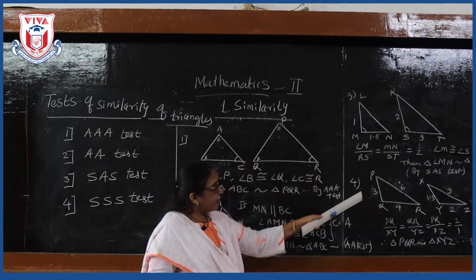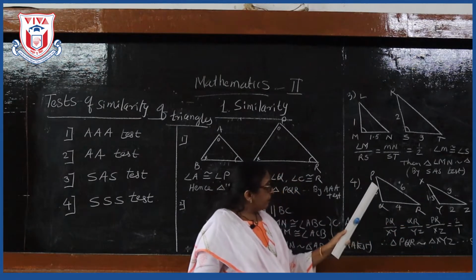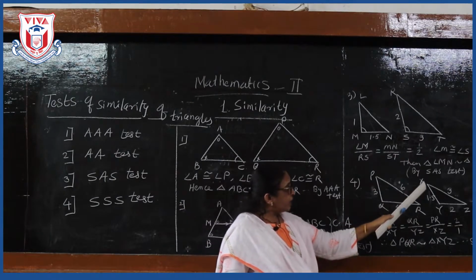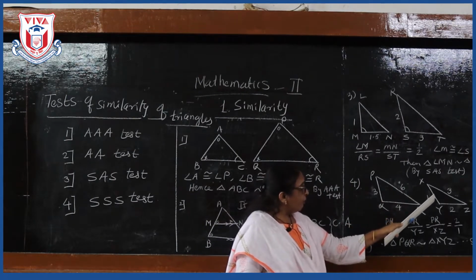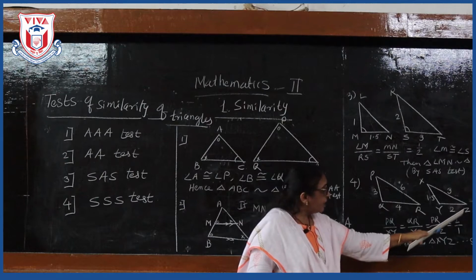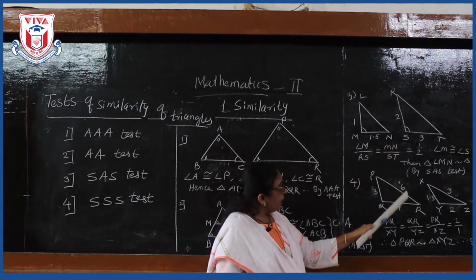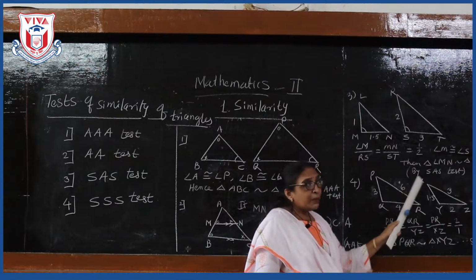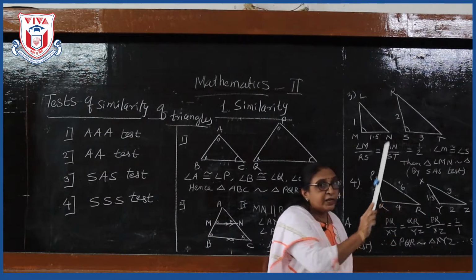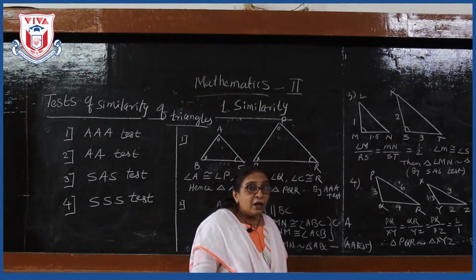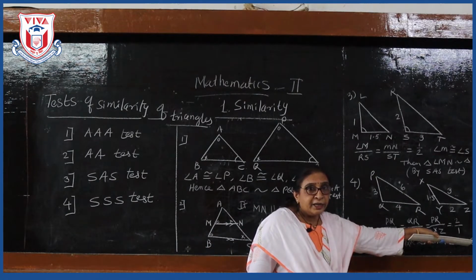And in the fourth diagram, if you see triangle PQR and triangle XYZ, if you consider PQ as 3 and XY as 1.5, the ratio will be 2 upon 1. QR upon YZ is 4 upon 2, that means again 2 upon 1. PR upon XZ is 6 upon 3, means again 2 upon 1. That means all the three sides are in proportion. Then we can say that the triangles are similar by side test.